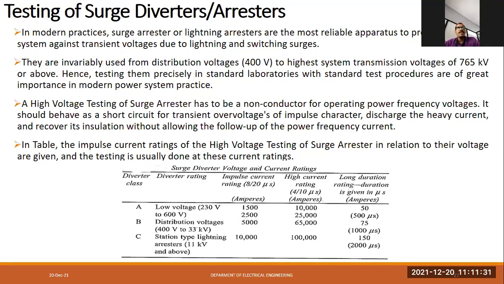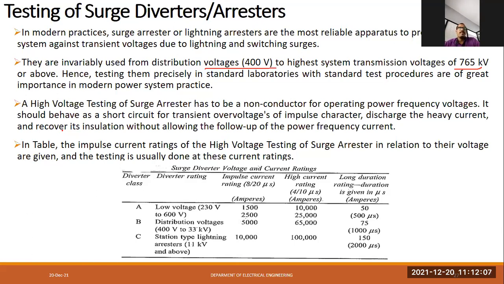Okay, so this kind of surge diverter can be used from the range of 400 volt to the highest transmission voltage level, which is around 765 kilovolt. So you can understand that from 400 volt to 765 kilovolt is the operating range of the surge diverters, and sometimes it is above 765. In such conditions, we need to take tests of such surge diverters in the laboratories, and there are also standard test procedures, right?